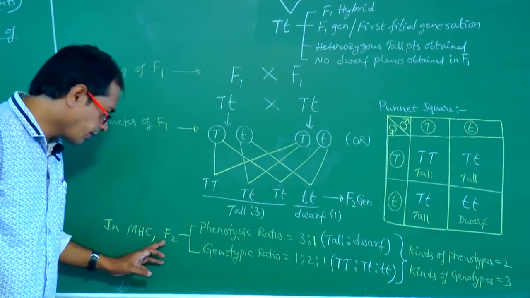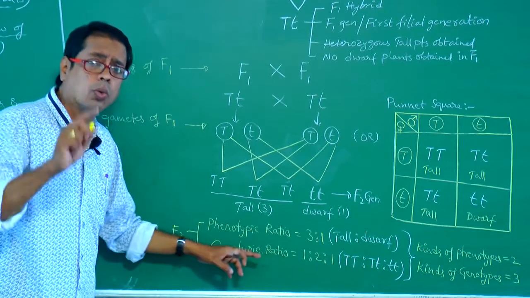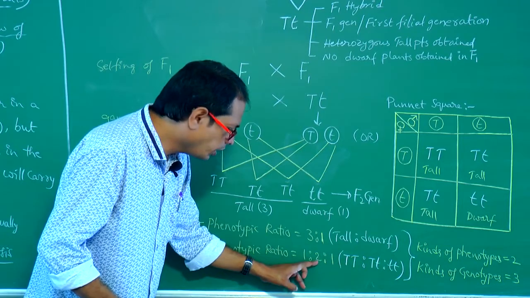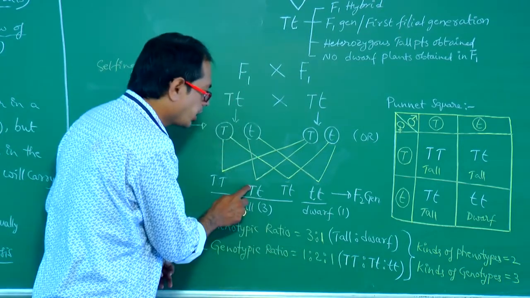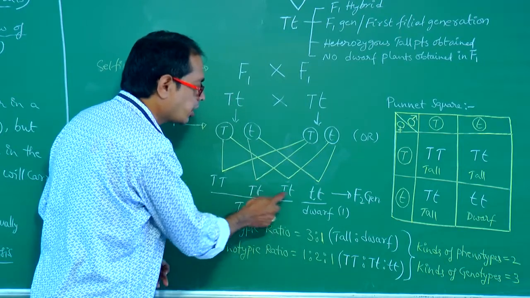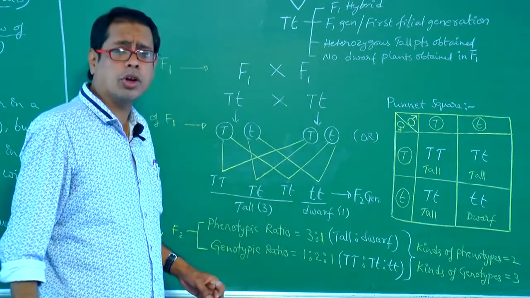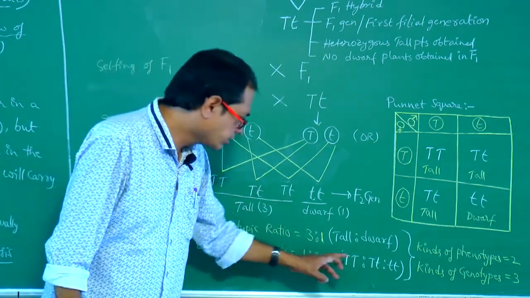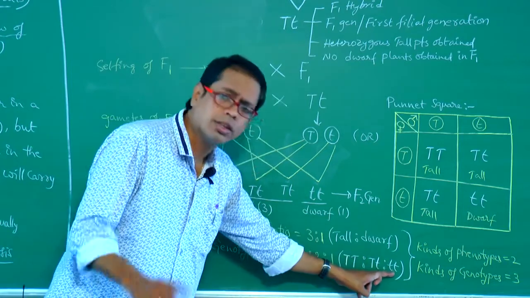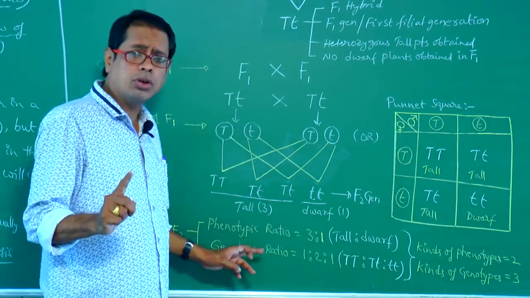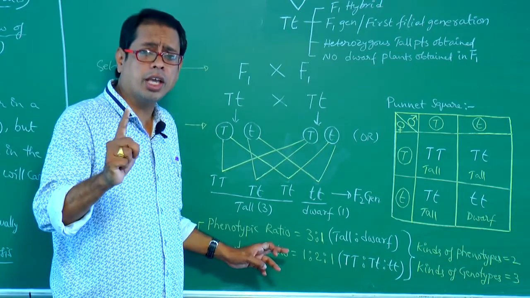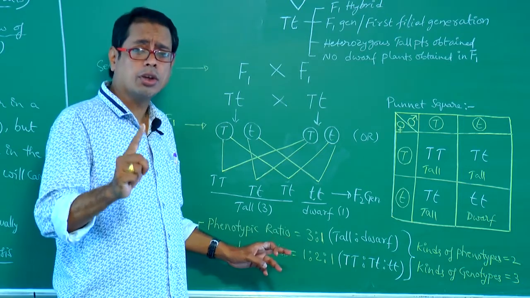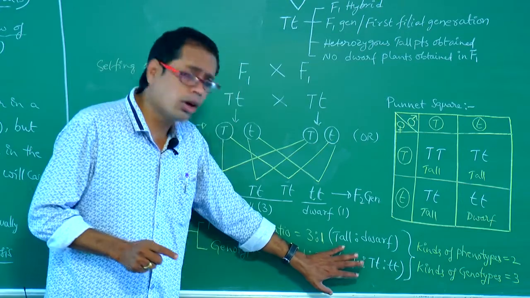F2 genotypic ratio is 1:2:1. 1 is capital T, capital T. 2 is capital T, small t. See, capital T, small t, capital T, small t. How many capital T, small t are there? 2 plants are there, heterozygous tall. Next, small t, how many plants are there? 1. So that is F2 phenotypic ratio 3:1. F2 genotypic ratio is 1:2:1. These you have to remember.